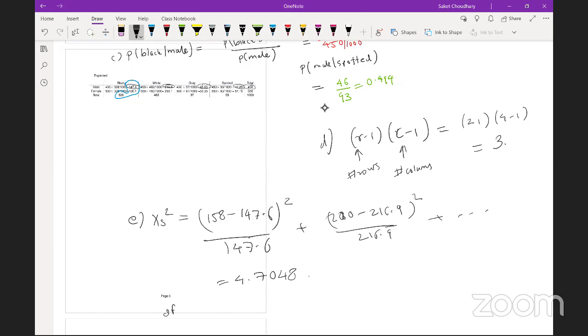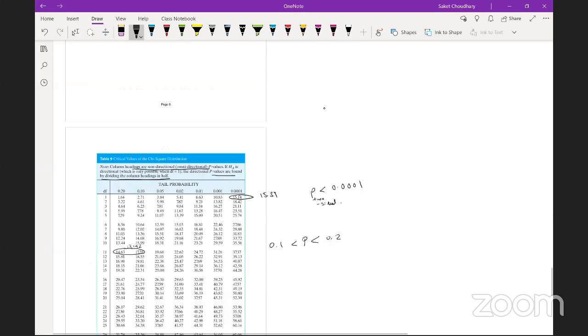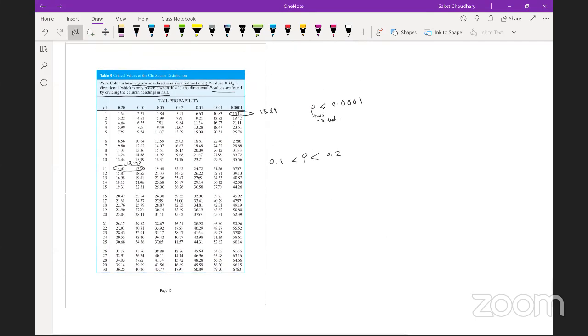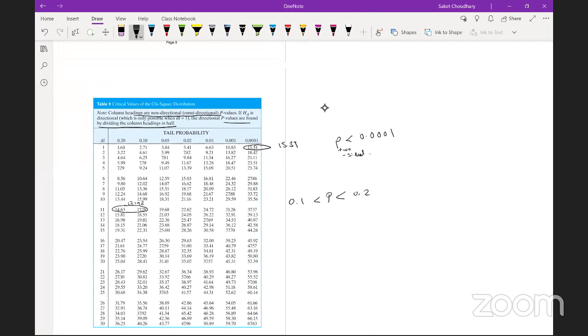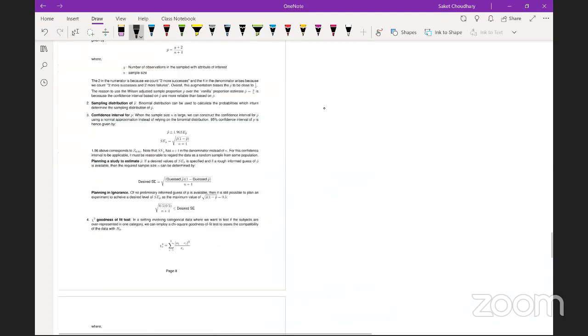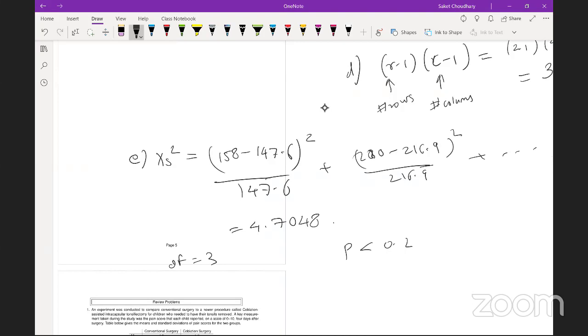We know the degrees of freedom, which is 3. So we go to table 9, degrees of freedom equal to 3. I'm going to look for 4.70. So it's going to be somewhere in between. A p-value for this problem is a number between 0.2 and 0.1.